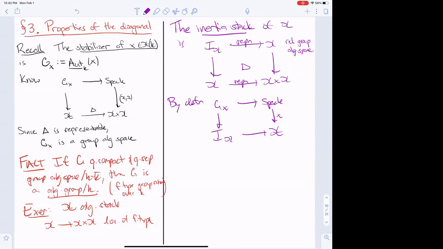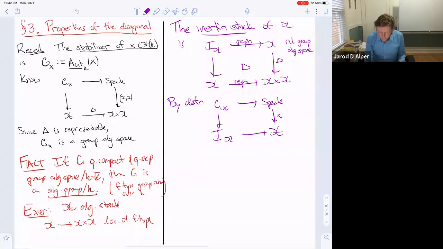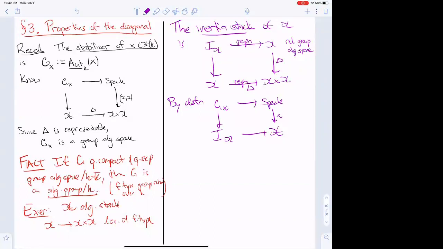Sorry, both of those maps in the square are the diagonal, right? Yeah, both of these maps are the diagonal. Thank you. Right, this looks like the diagonal. That was supposed to be a square.